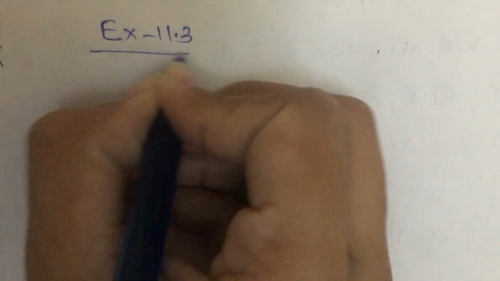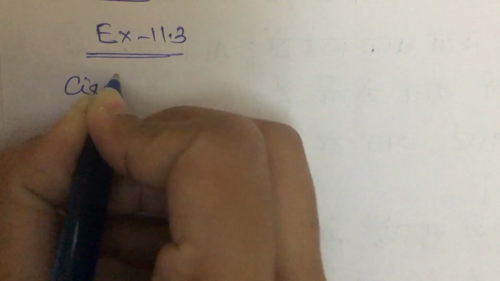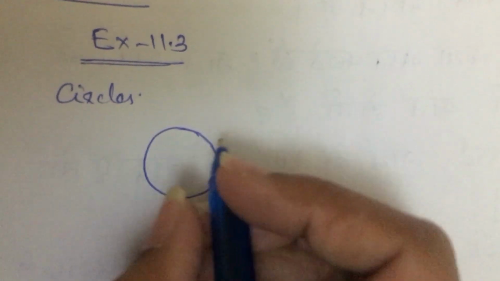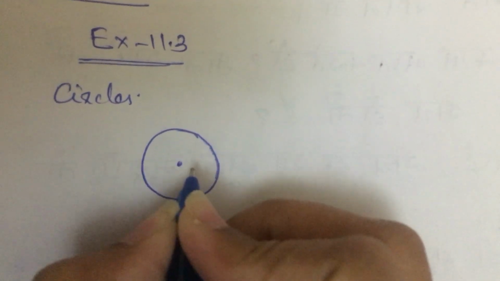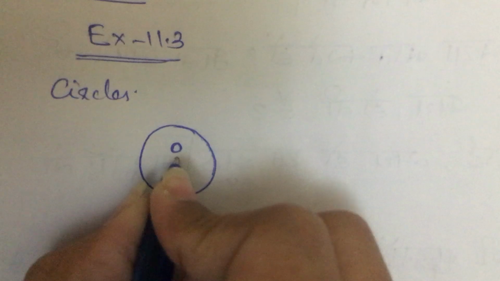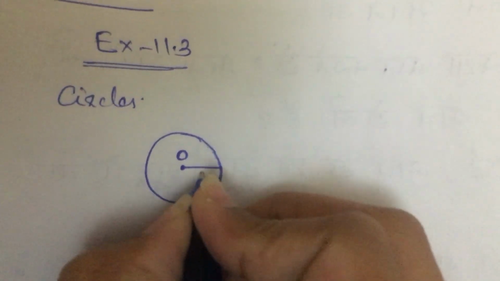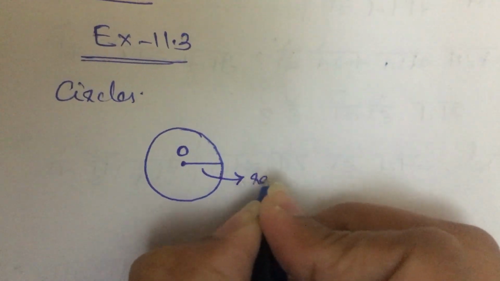Going with exercise 11.3, what we are going to see here is circles. A circle is a round, closed figure. In a circle there is a point called the center, usually denoted by O. If I join the center to any point on the circle, that length is called the radius.